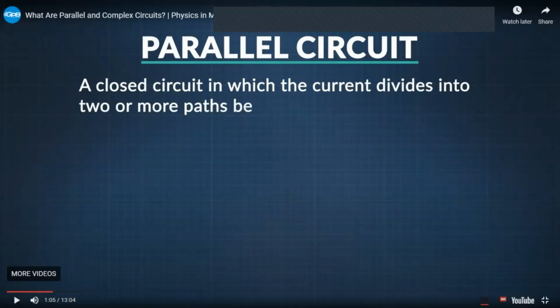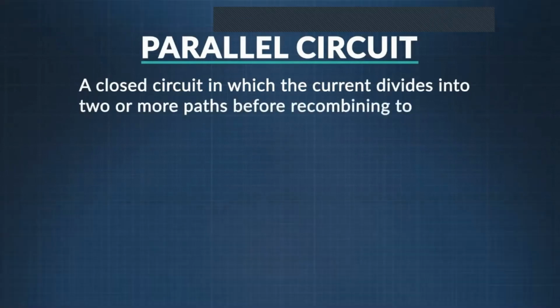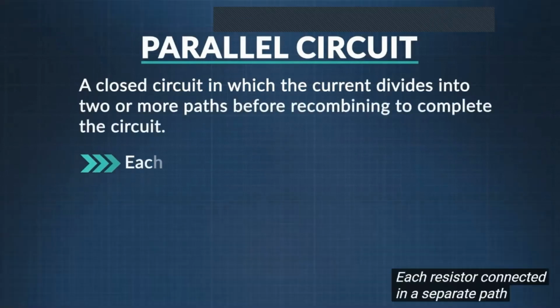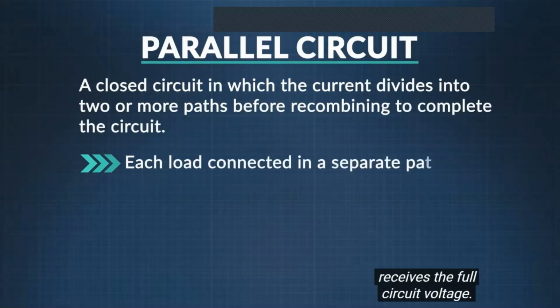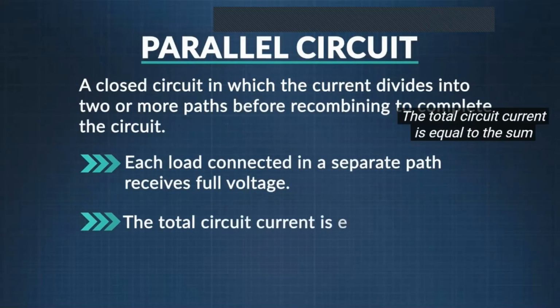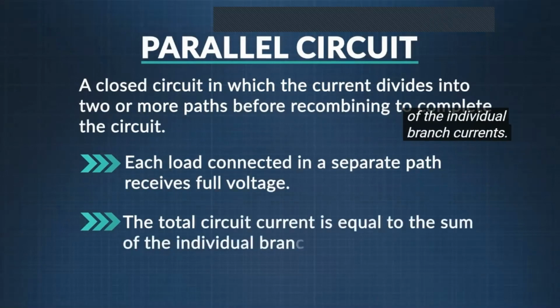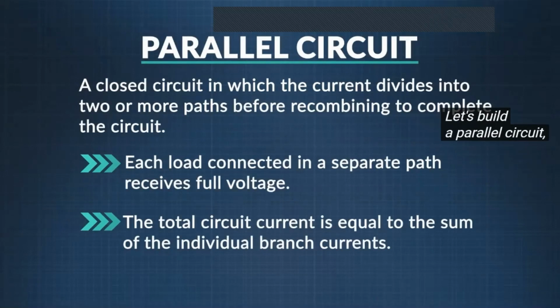Before recombining to complete the circuit. Each resistor connected in a separate path receives the full circuit voltage. The total circuit current is equal to the sum of the individual branch currents. Let's build a parallel circuit.